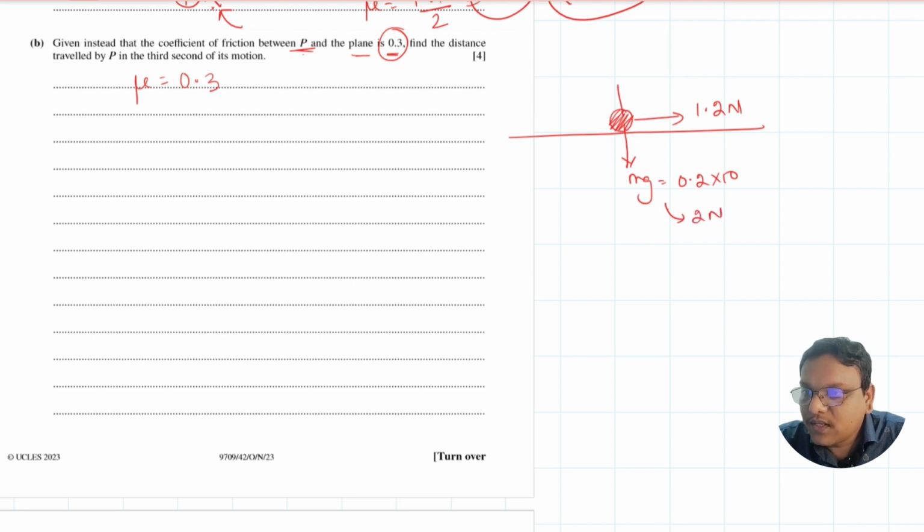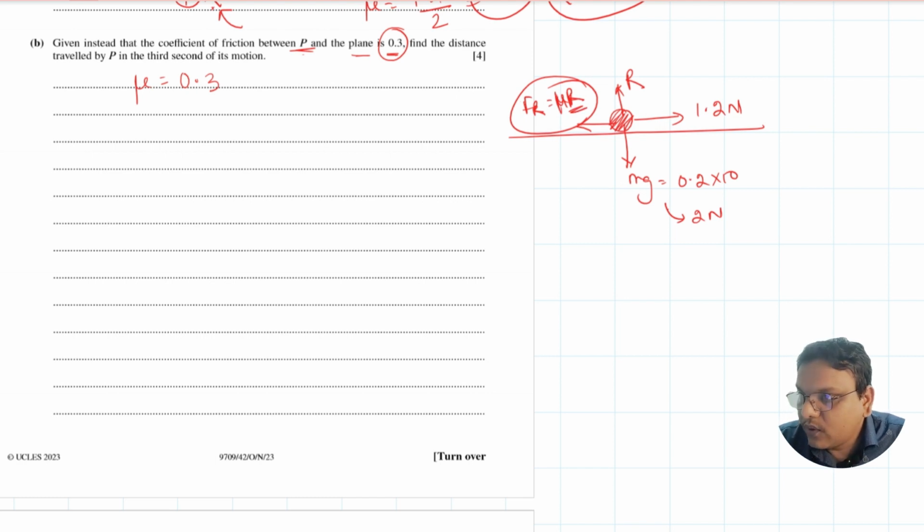The reaction force will be exactly opposite to the surface, right? And the friction force, that is Fr, which is equal to mu R. Fr means frictional force, and mu R is the friction coefficient times the resistive force. Now what is the question given?